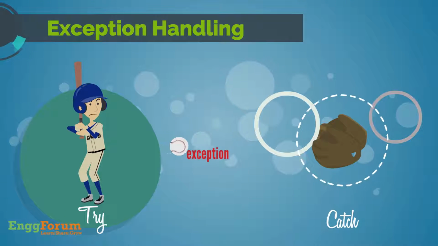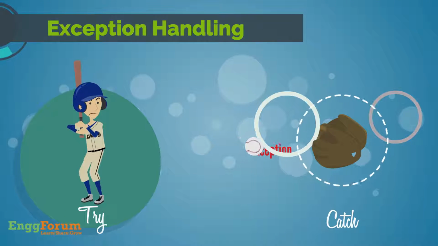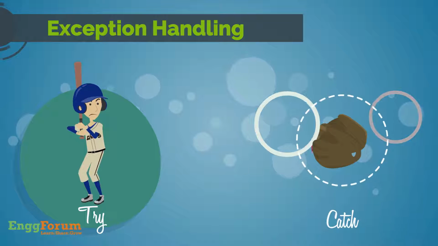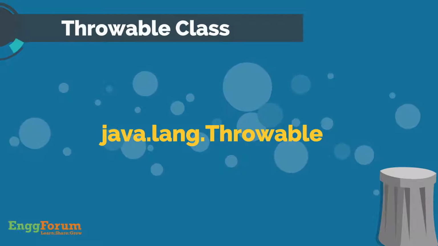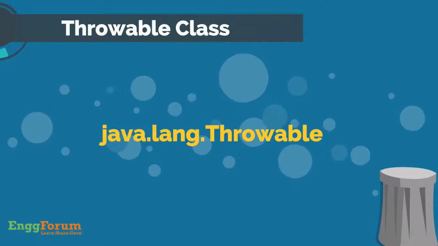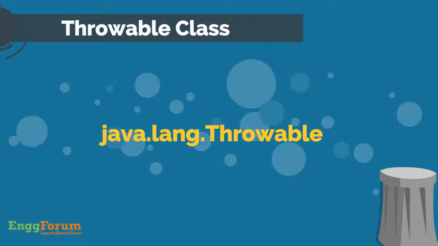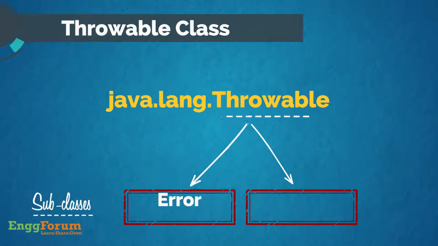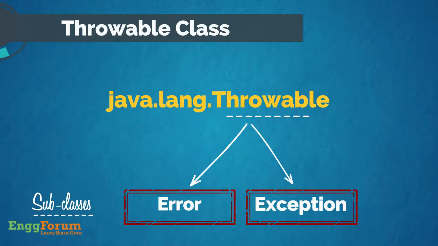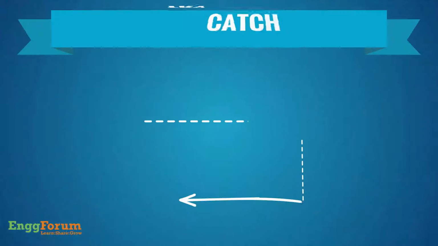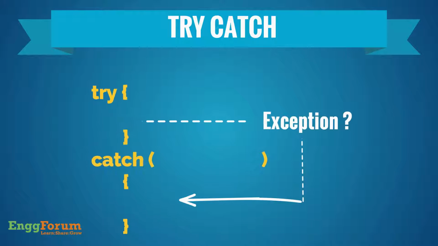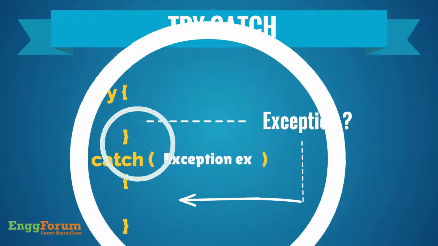In Java, we can handle these exceptions using try-catch blocks. Before moving to an example, let's learn about something called the Throwable class. Here, the Throwable class is a superclass or base class, which has definitions for errors and exceptions in Java. We have try-catch blocks, which play a vital role in handling exceptions.